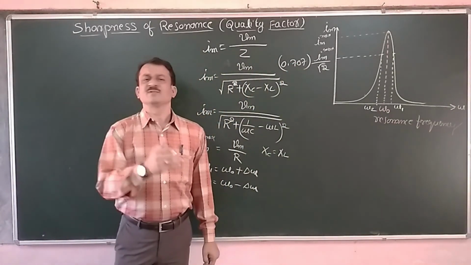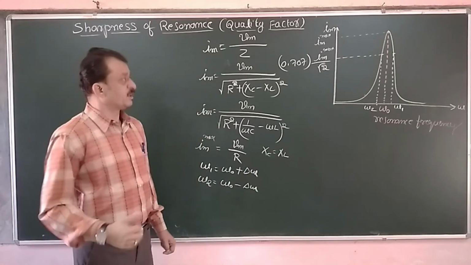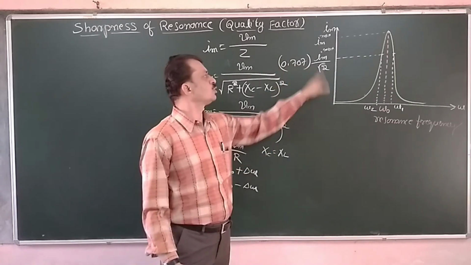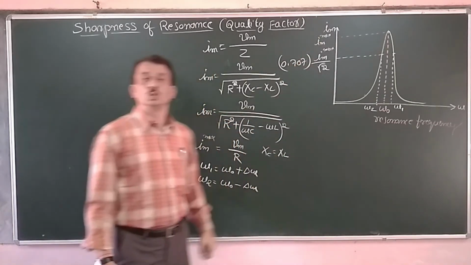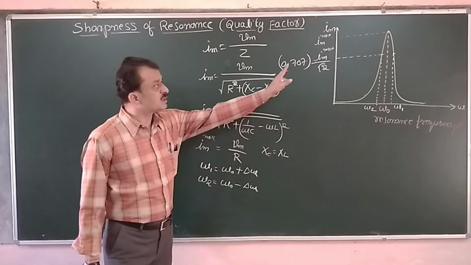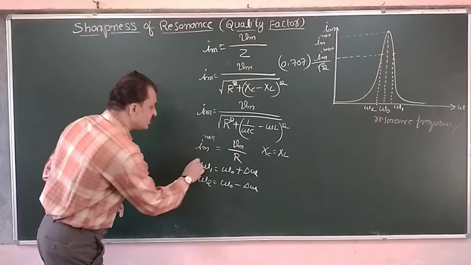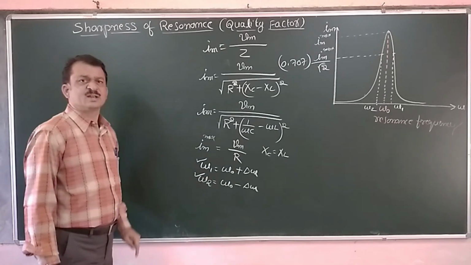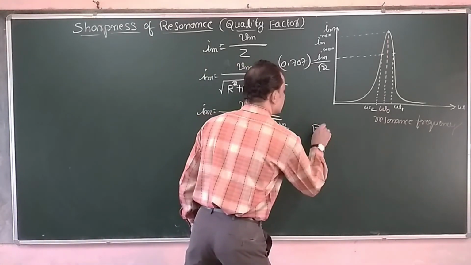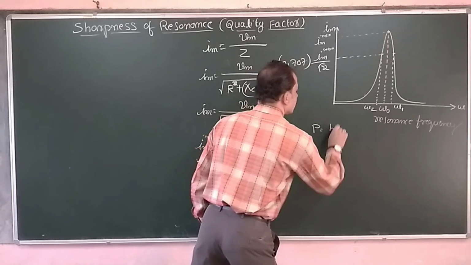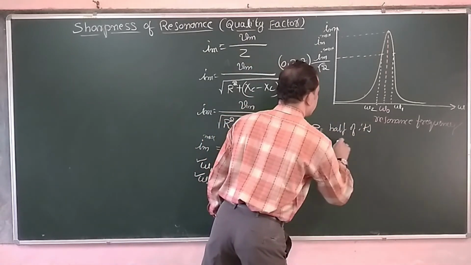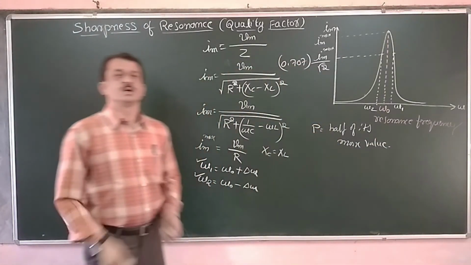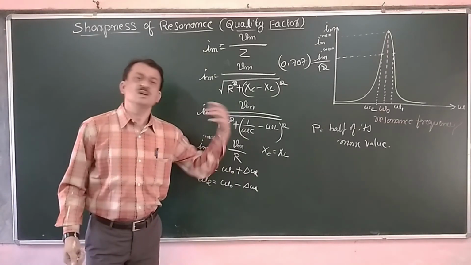The frequency on either side of the resonant frequency at which the current falls to 0.707 times, or 1 by root 2 times, its maximum value. At that current, we are choosing these two frequencies. Now at these two frequencies, if you work out the power, it becomes half of its maximum value. The power dissipation in the circuit becomes half of its maximum value.